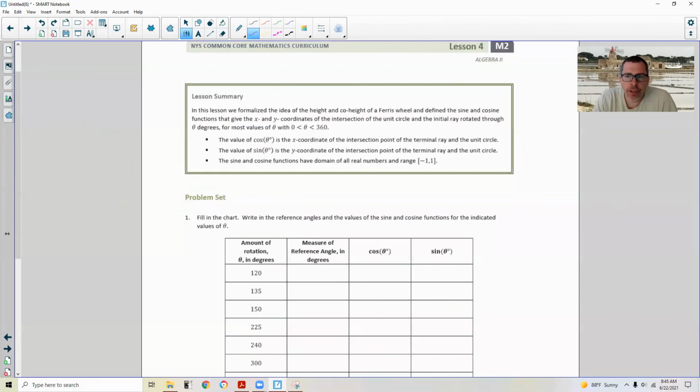All right, page 6 brings us to the end of lesson 4. Review the lesson summary and go to your problem set.